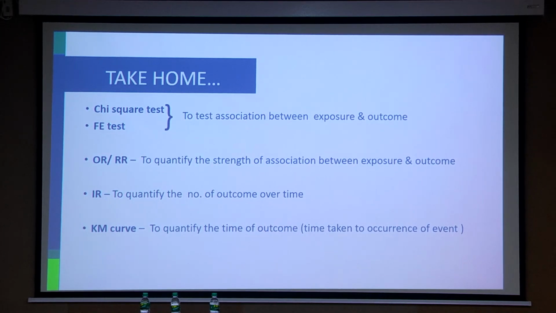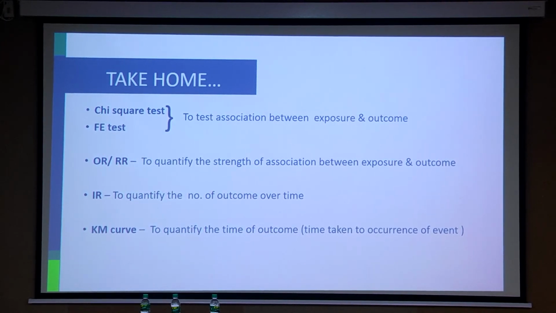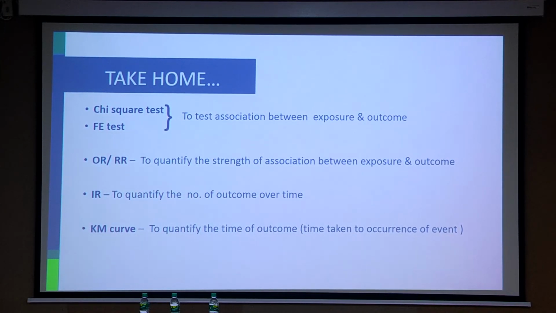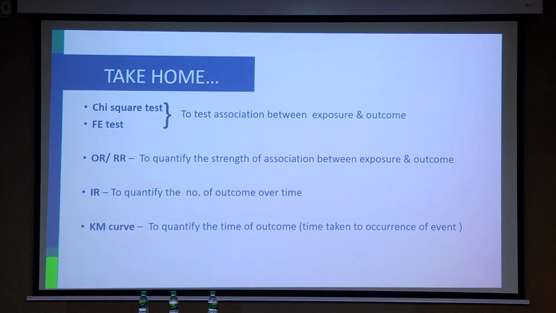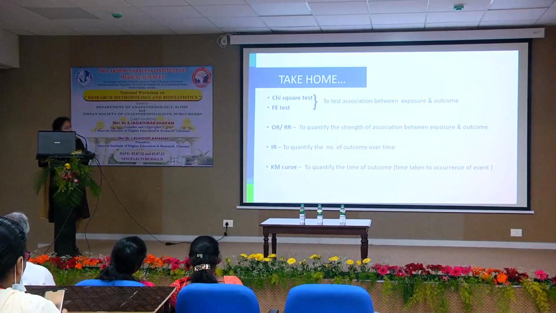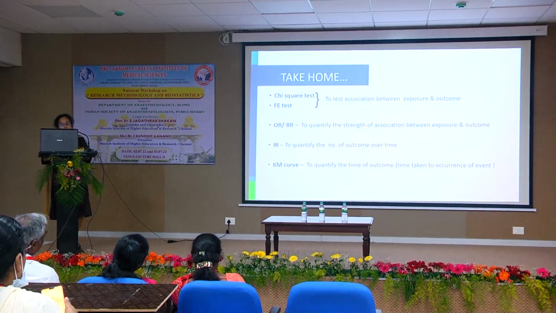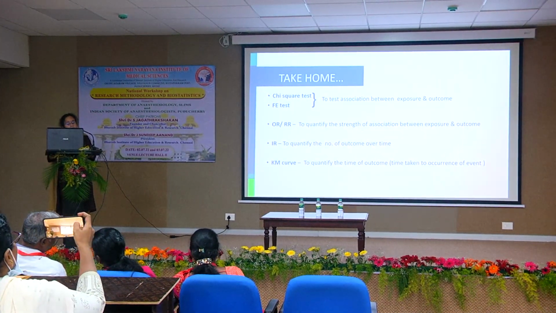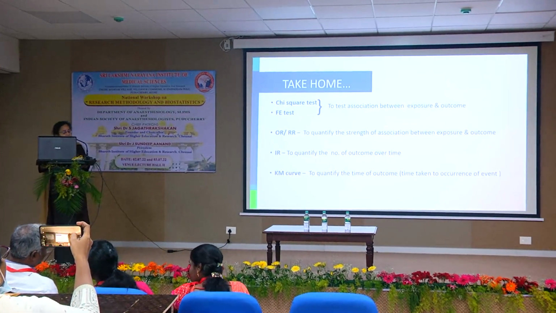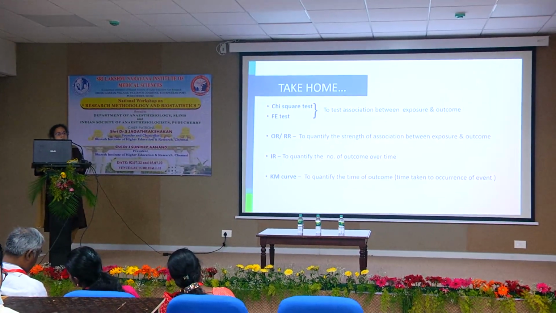Finally, the take-home message is that the chi-square and Fisher test are used to test the association between the exposure and outcome, and the odds ratio and rate ratio quantify the number of outcomes over time. While the Kaplan-Meier curve, that is the Kaplan-Meier estimate, takes into account the occurrence of an event over time.